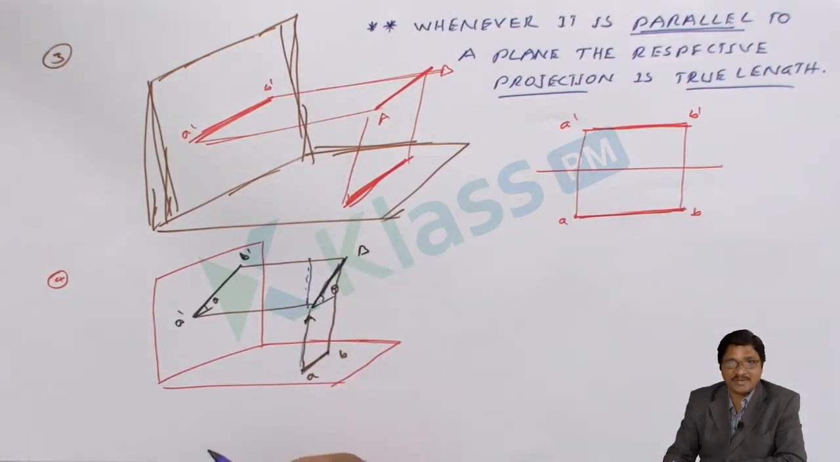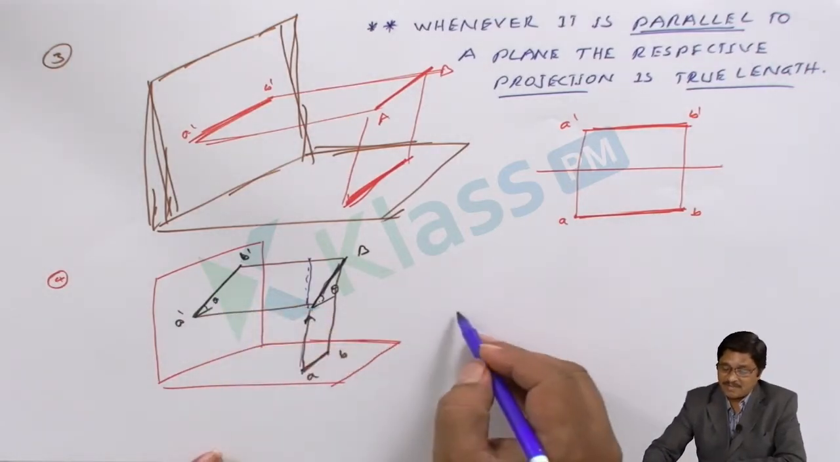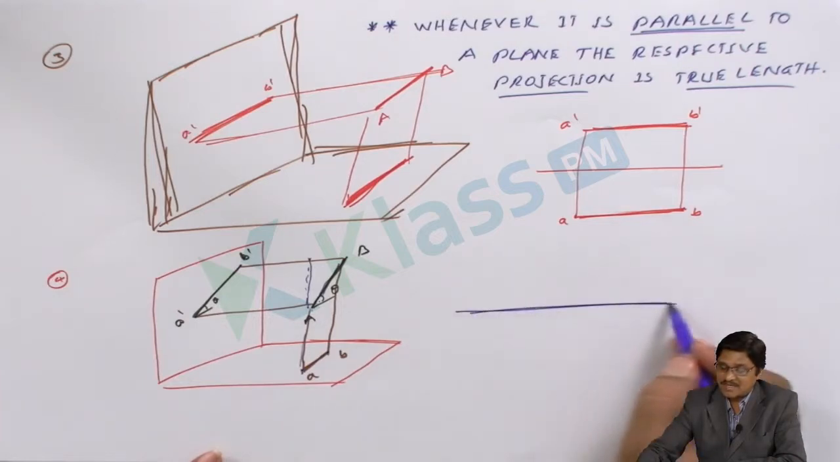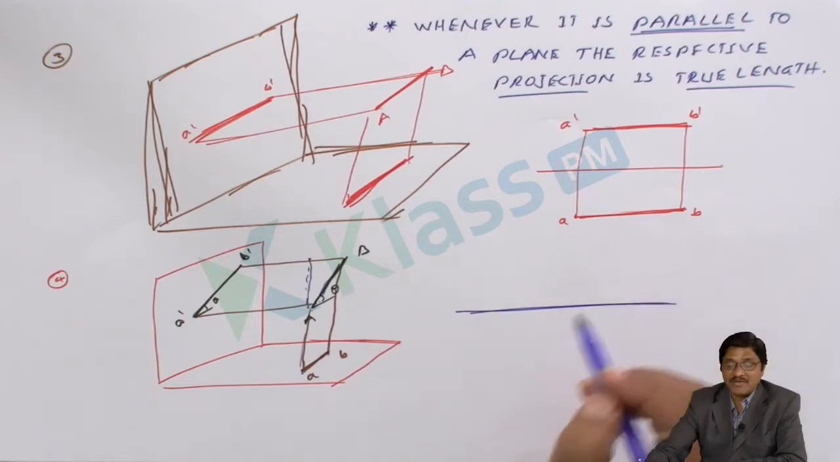So now coming to here. What does the problem say? It is parallel to the VP. Parallel to the VP means its respective projection is the true length. So what is the projection on the VP? Front view. So the front view is the true length.